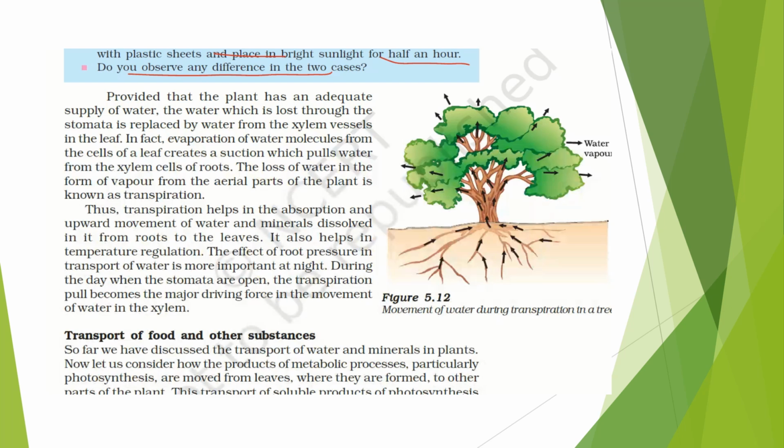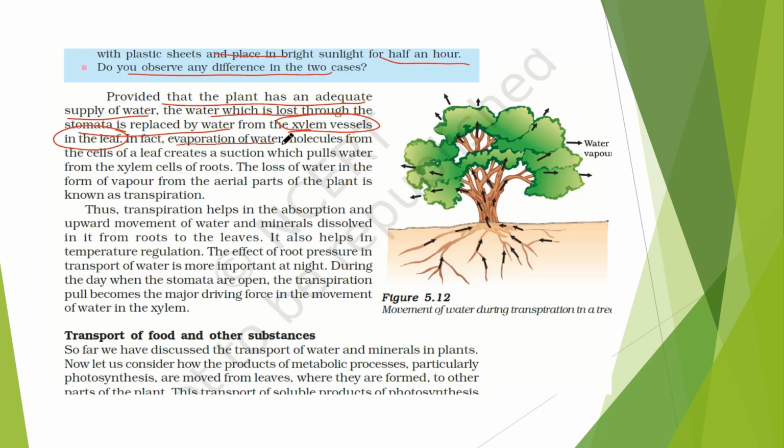Now what is happening? Provided that the plant has an adequate supply of water, the water which is lost through the stomata is replaced by water from the xylem vessels in the leaves. So in fact, what was happening? Evaporation happened when you kept the plant and the stick. From the stick, no evaporation happened, because it is a non-living object and doesn't have water in it. But in the plant, we have seen water droplets on the plastic sheet. So that will be our observation, right?